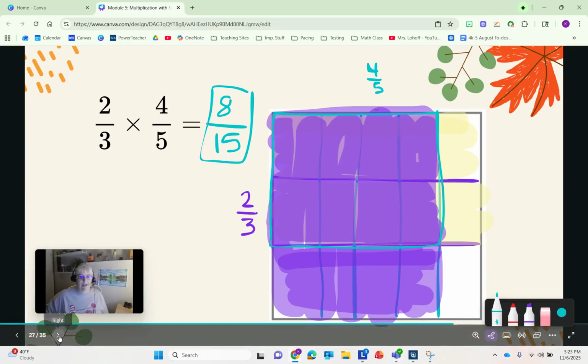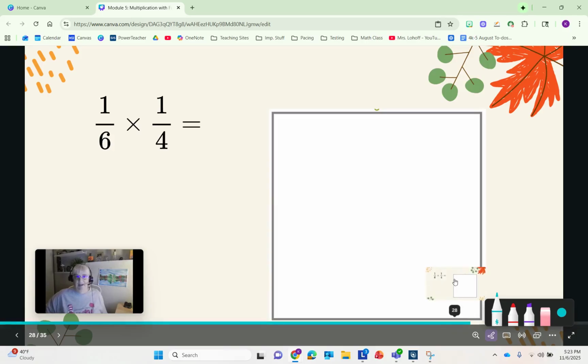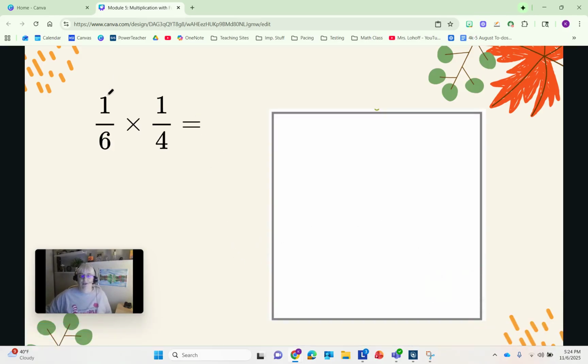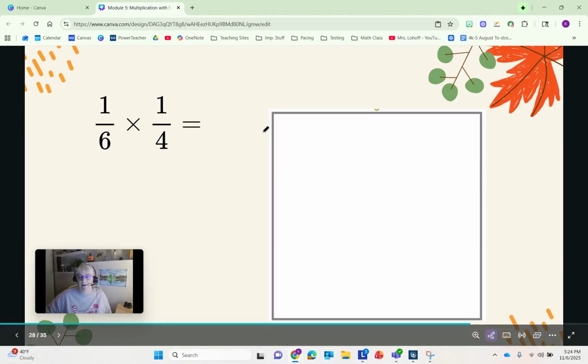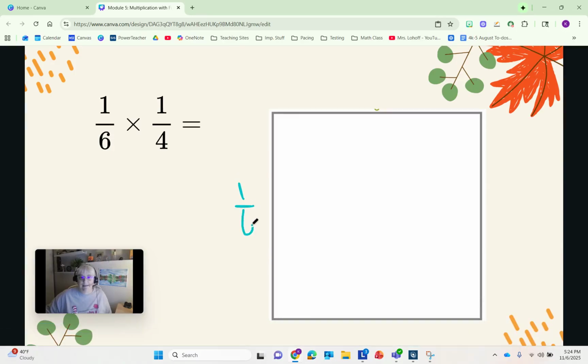This last one we're going to do, I haven't done with you yet. So again, get out your paper and pencil, and we're going to do 1/6 times 1/4. I want you to draw a nice big square on your paper, and we're going to label one side 1/6 and the other side 1/4.